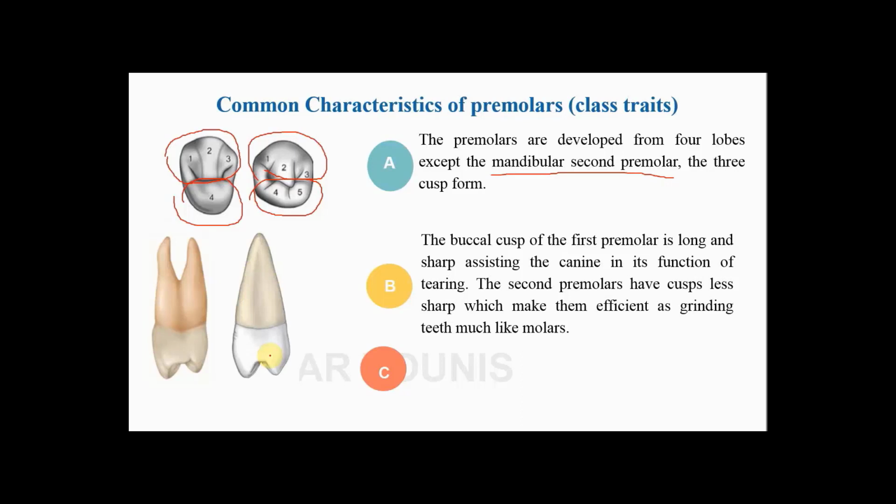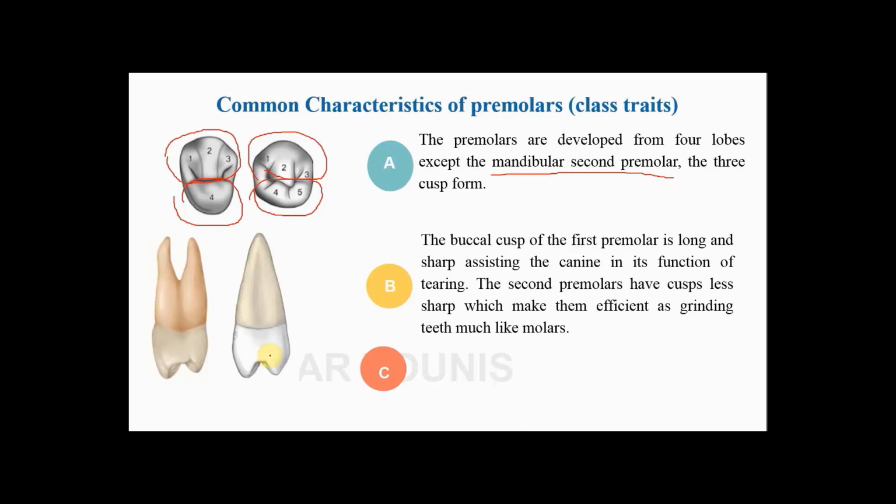What are the common characteristics of premolars in general, whether maxillary or mandibular? These are called the class traits for premolars. First, the premolars are developed from 4 lobes: usually 3 buccal lobes form the buccal cusp, and 1 lingual lobe forms the lingual cusp.